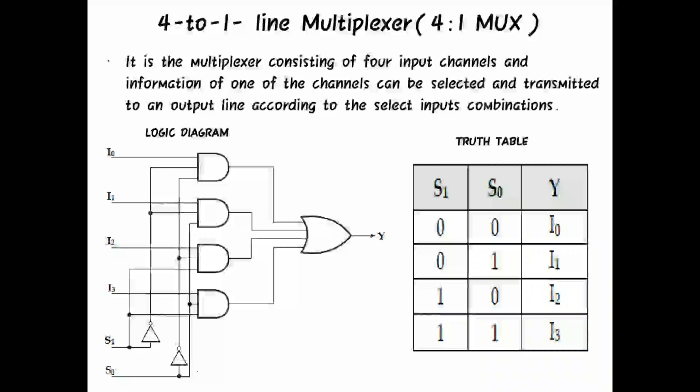So next, Y. These are nothing but what? Output. If 0 0 is connected, I0 will be activated, that is, the first AND gate is activated. If 0 1 is connected, the second AND gate is activated, that is, I1. If 1 0 is connected, the third AND gate is activated, so I2 will be the input. And the last one, if 1 1 is connected, the last AND gate is activated, that is I3. Finally, all these AND gates are connected to a single OR gate to get one output.